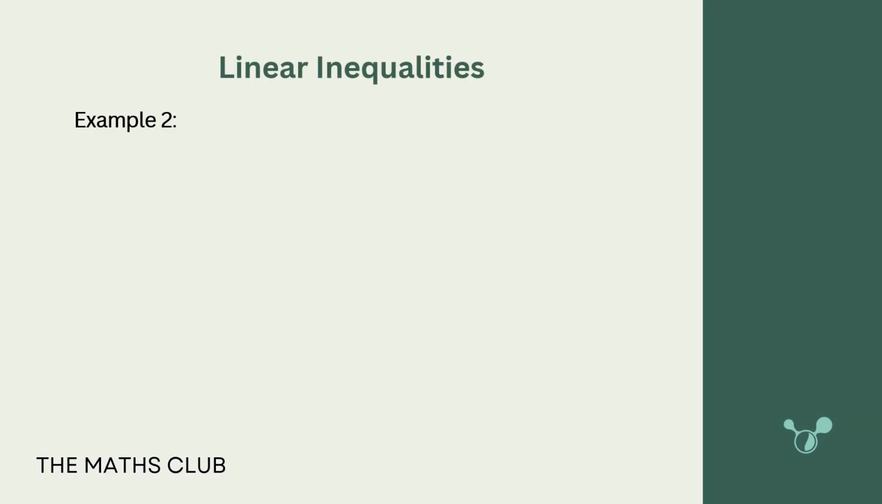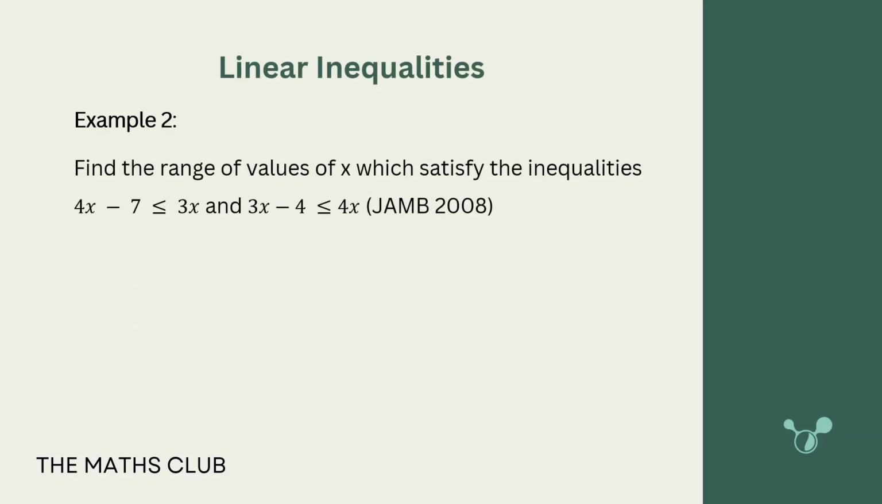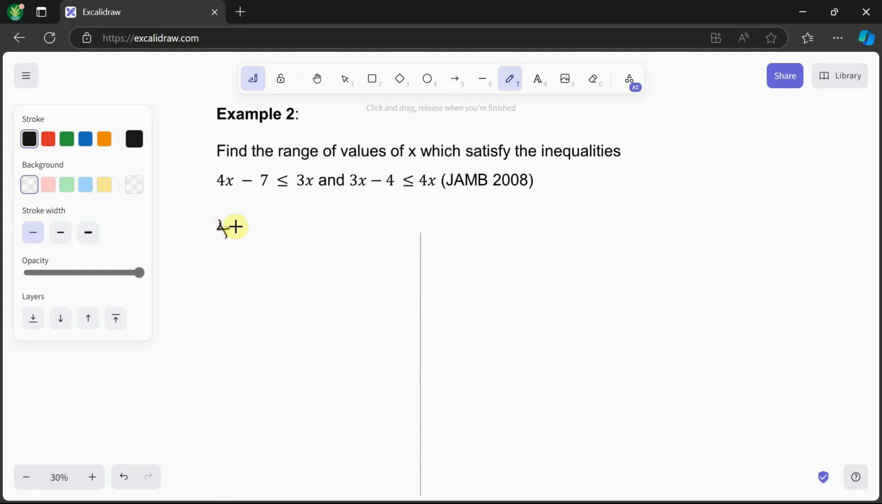Great. Example 2 states that we should find a range of values of x which satisfies the inequalities. We have two inequalities: 4x minus 7 is less than or equal to 3x, and 3x minus 4 is less than or equal to 4x. Let's take from JAMB 2008. Let's solve this together.